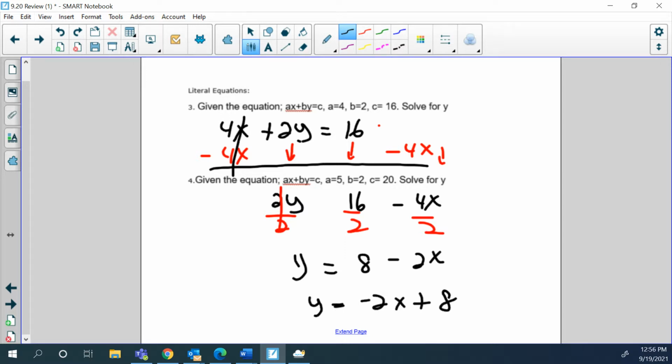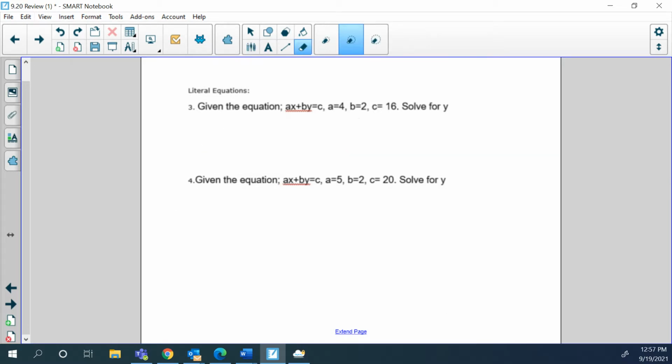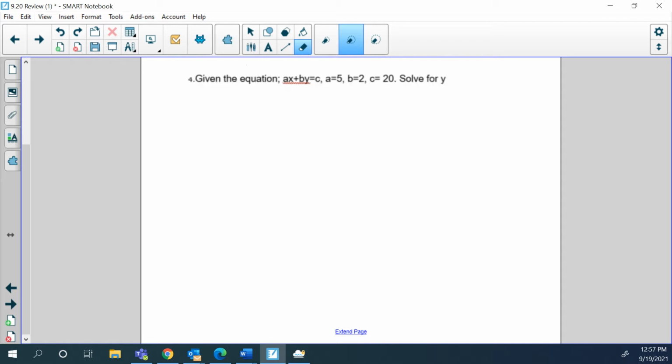All right. This is the perfect way to write it. If you give me this answer, I will take it. But this is the perfect way of writing the answer. All right. So that was number 3. Let's go ahead and look at number 4. Let me go ahead and erase this now and do number 4. Okay. Extend the page for a bit.